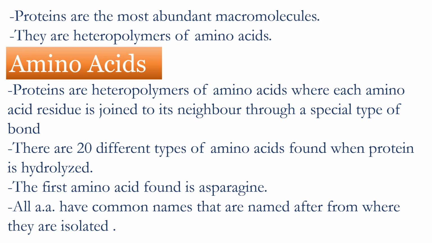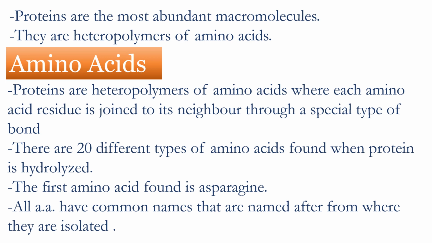Proteins are heteropolymers of amino acids, where each amino acid residue is joined to its neighbor through a special type of covalent bond. The word residue is used with amino acid due to the loss of a water molecule during the bonding between two amino acids. There are 20 different amino acids found when protein is hydrolyzed. That means when protein is broken, as the process of breaking, or lysis, occurs in an aqueous medium, it is named hydrolysis.